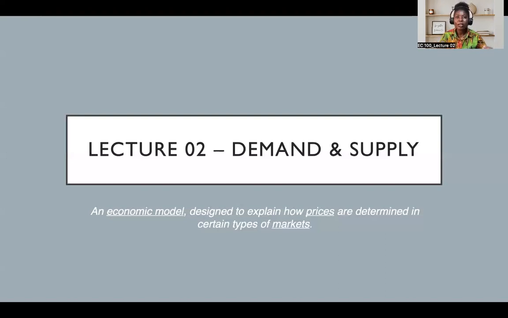Price is a very important unit, a key focus issue when it comes to demand and supply. It's what really brings these two together. It's how do we determine the price, because when you determine the price, then it determines what to demand and what to supply.